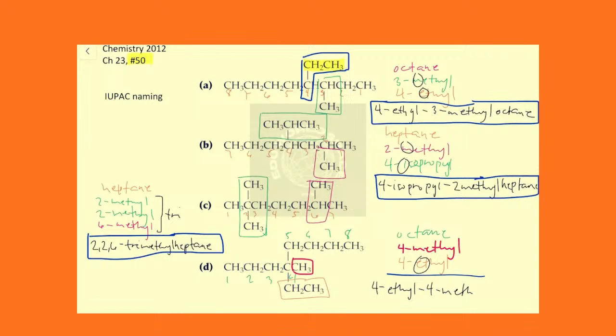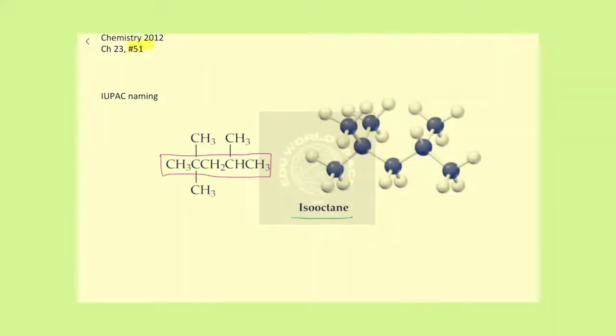All right, moving on to problem 51. Okay, we're still on IUPAC naming, and this time we are naming isooctane. So we are getting the IUPAC naming for isooctane. This is the common name for it. So first step, find the longest chain, and I think it's easier with the condensed structure right here to see that this is the longest chain that we have.